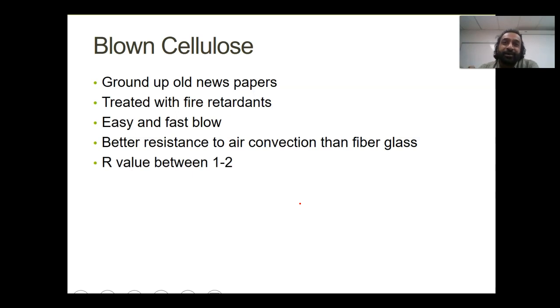No, it's kind of how can I say that? It's kind of like cotton material, so it's fluffy but also has some density at the same time. R value between 1 and 2.